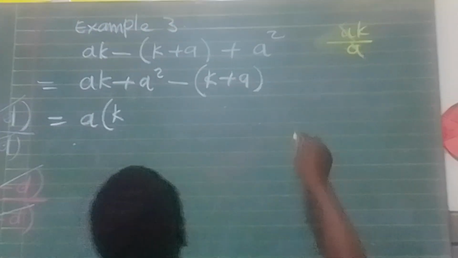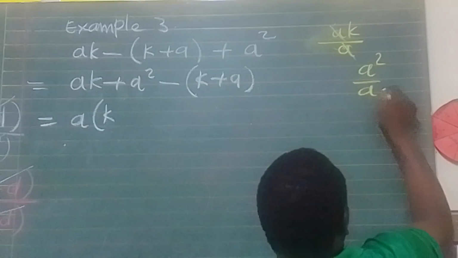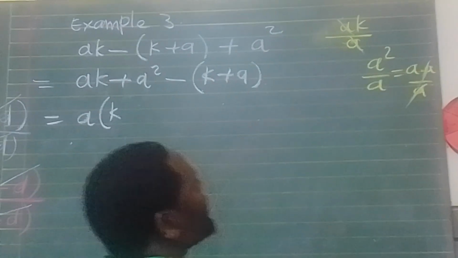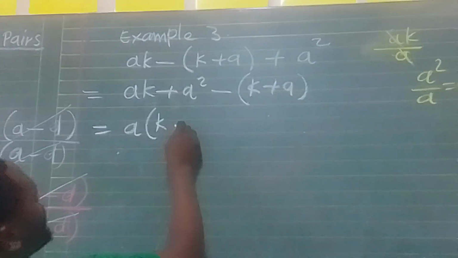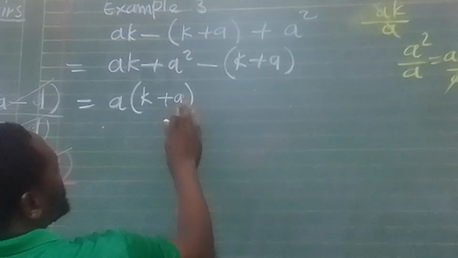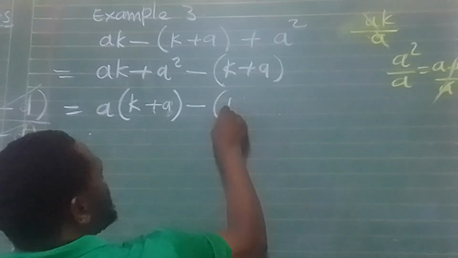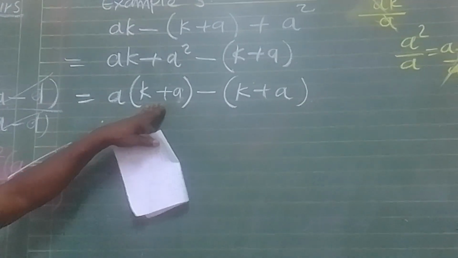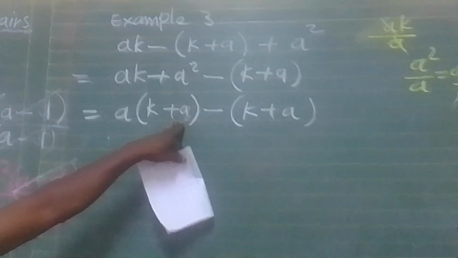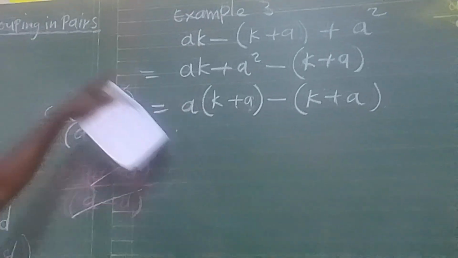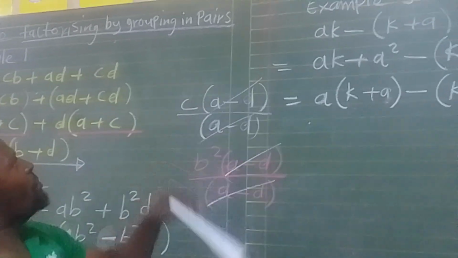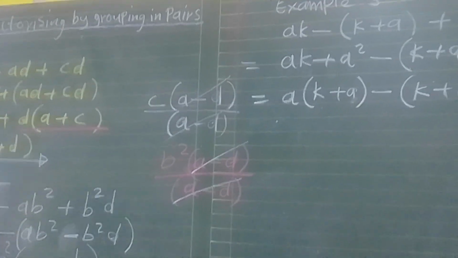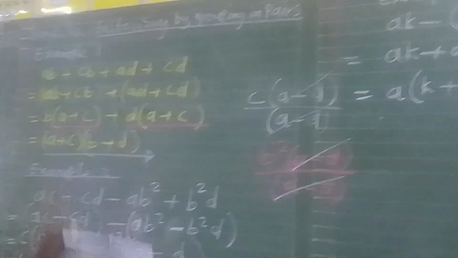Do the same here. This is the same as a times a divided by a. A cancels a, you are left with a. Plus a minus into k plus a. You see now, you have a pair. You have k plus a and k plus a, which tells you that you must group them in pair, so that as you do that, you are factorizing.